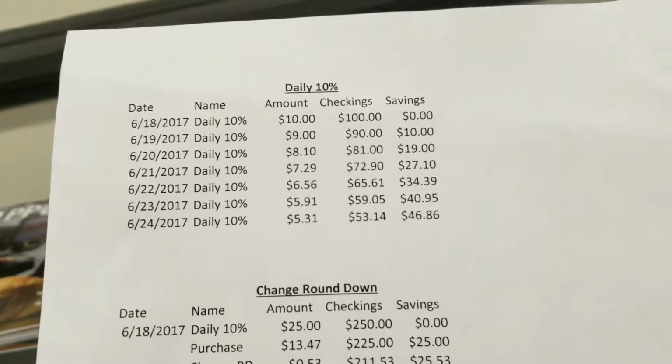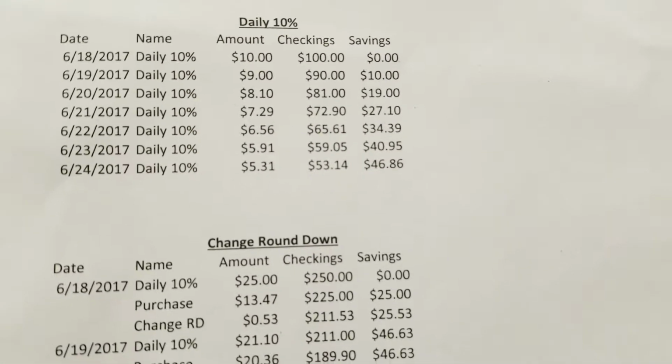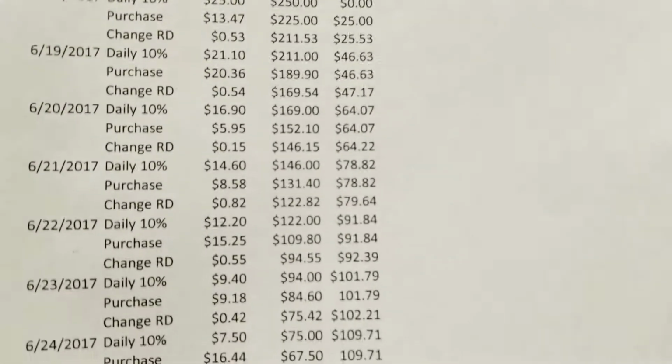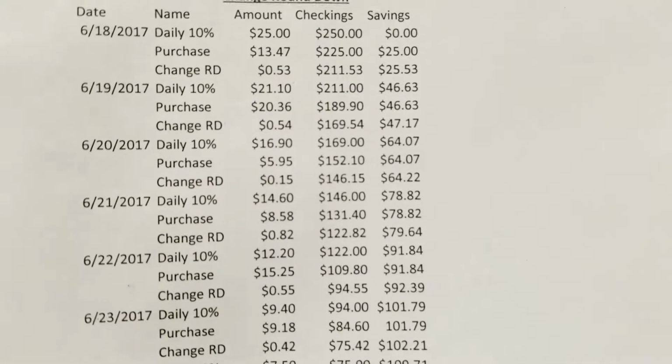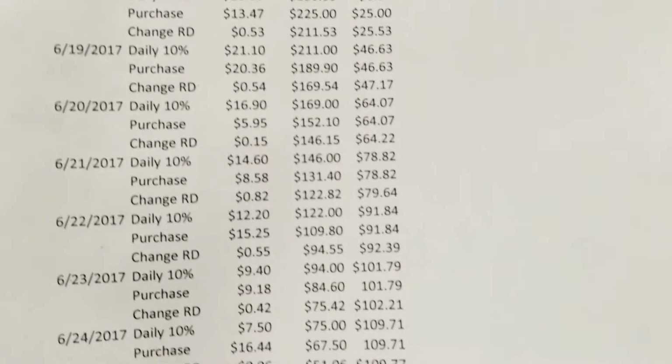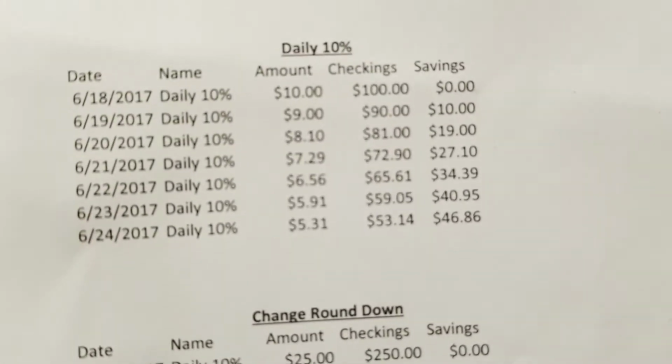And here is a sheet that I created which has the 10% daily and also the change round down method that I've been doing. And this is just an example of what the change round down method is. But up here is the daily 10%.